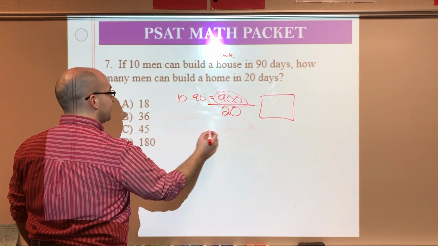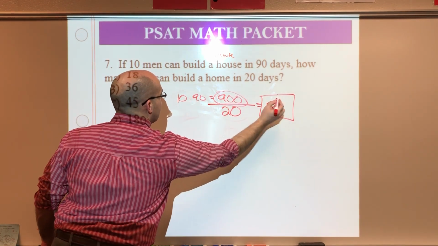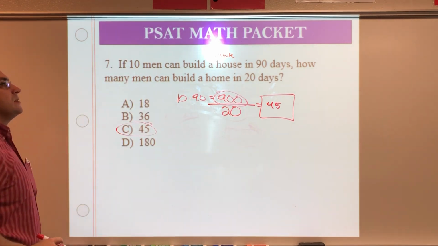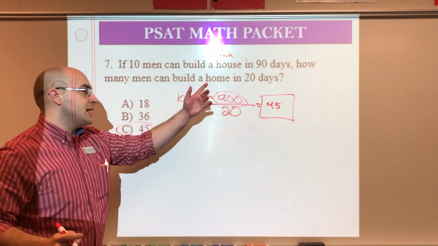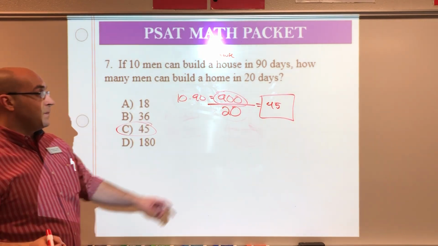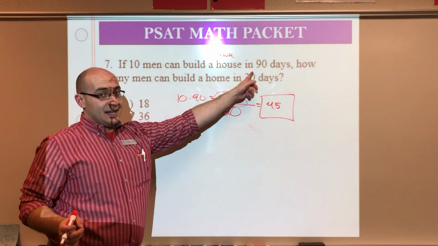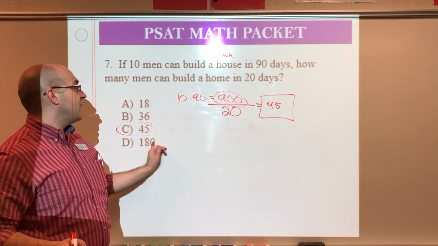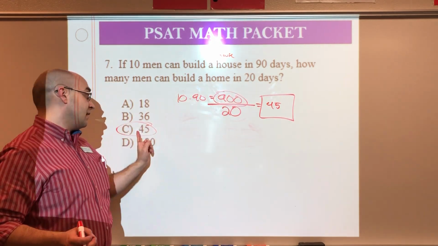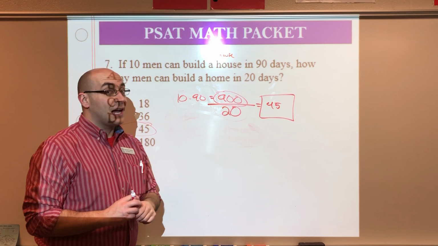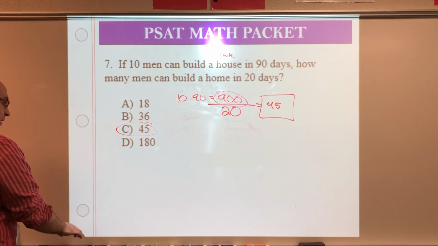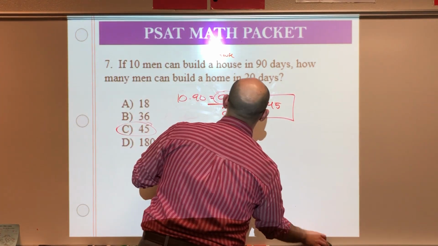900 divided by 20 is 45. And that is how many men it's going to take to build one house in 20 days. And again, it makes sense: 10 men for 90 days, 45 men for 20 days. You need a lot more men to build a house in a lot shorter time. Okay? Moving on. So your answer is C again.